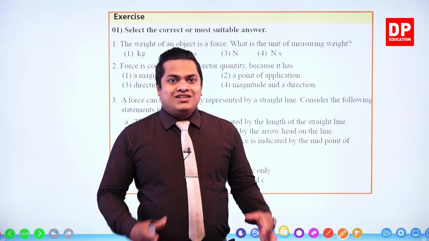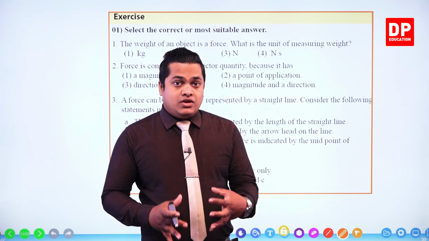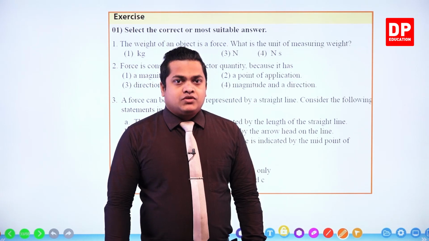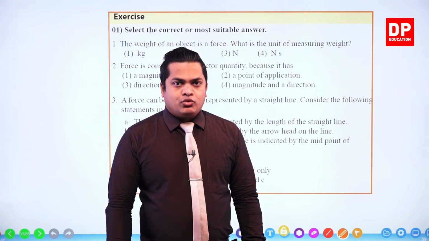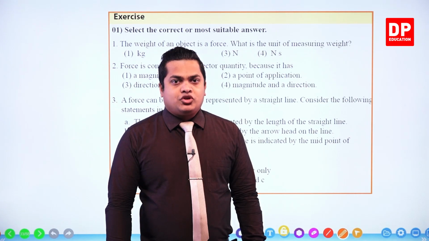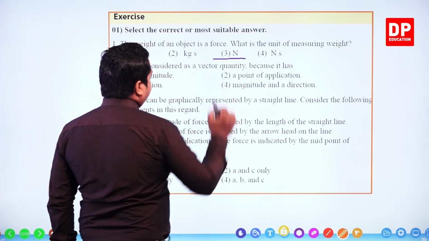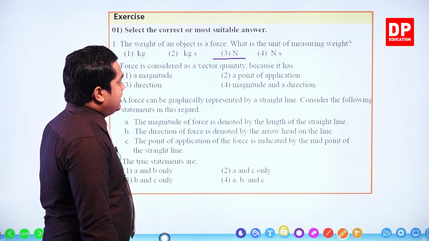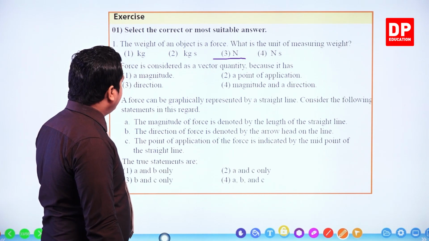So my dear children, as the name goes, gravitational pull, you know that pull is a force. So if it is a force, then it should be measured in newtons, right? It should be measured in newtons. So my dear children, the answer would be newtons, right? Weight of an object is a force. The unit of measuring weight is newtons.